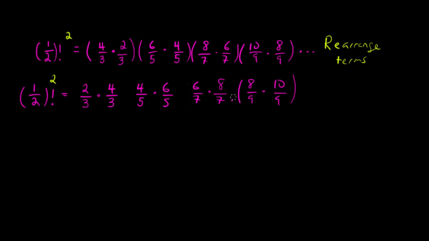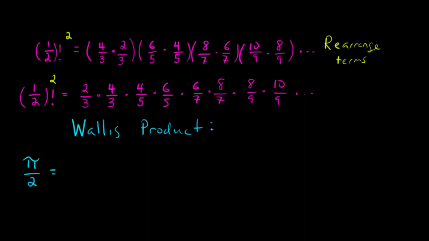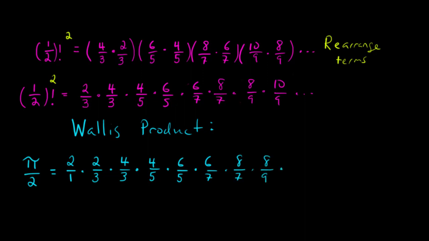So I'm going to get rid of these parentheses and we'll be able to see it more clearly. Just filling in the multiplication signs here. This was a known expression involving pi. This is called the Wallace product. It was discovered by Wallace, and he found that pi over 2 equals the infinite product 2 over 1 times 2 over 3 times 4 over 3 times 4 over 5 times 6 over 5. So what we have here for 1/2 factorial squared is actually very, very close to the Wallace product, which Euler knew and immediately recognized.